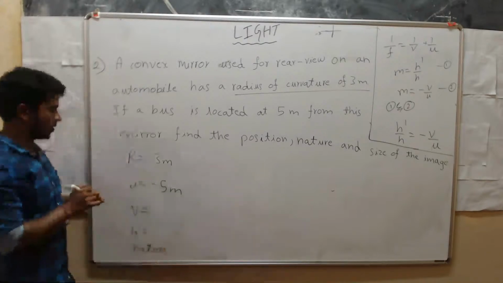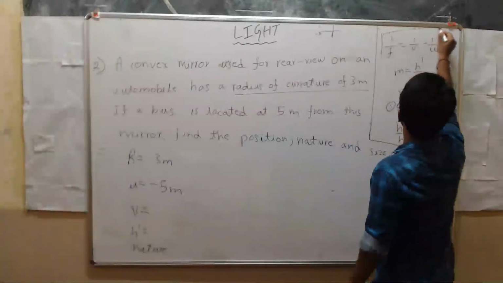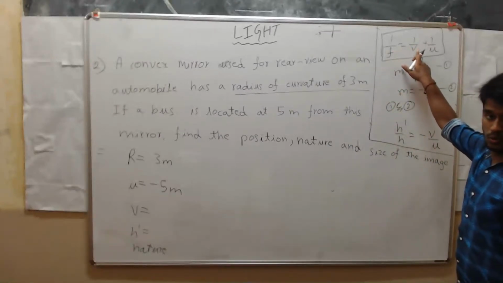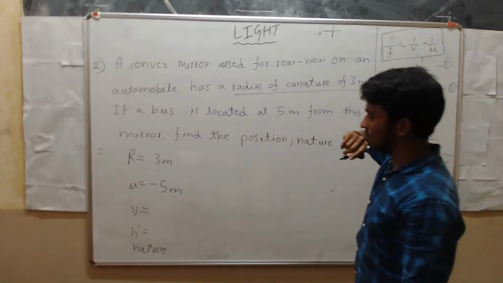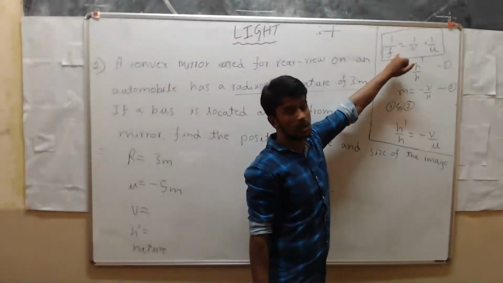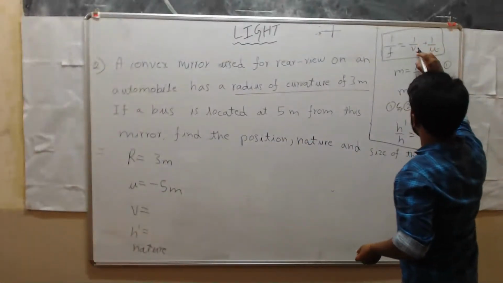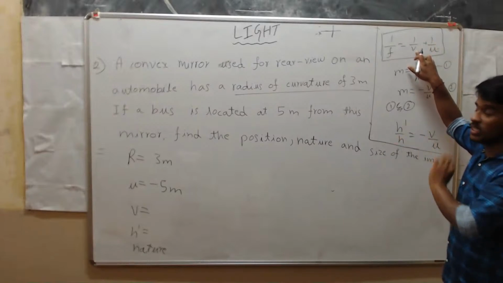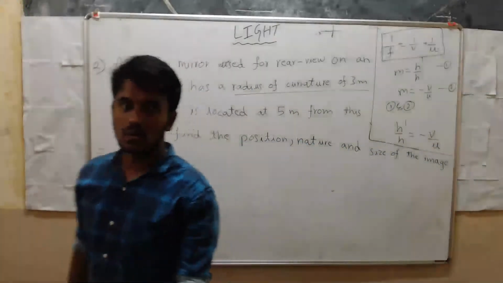Then nature. Okay, so we know the formula. What is the formula? This formula gives the relation between focal length, position of the image, and position of the object. We can go with this formula, but here we don't know the focal length. Here we know the u value. Our work is to find v, which means position of the image or image distance. But we don't know f, so how do we solve?